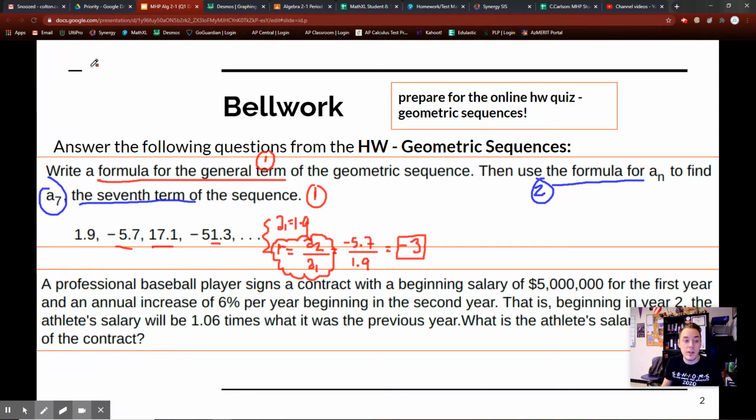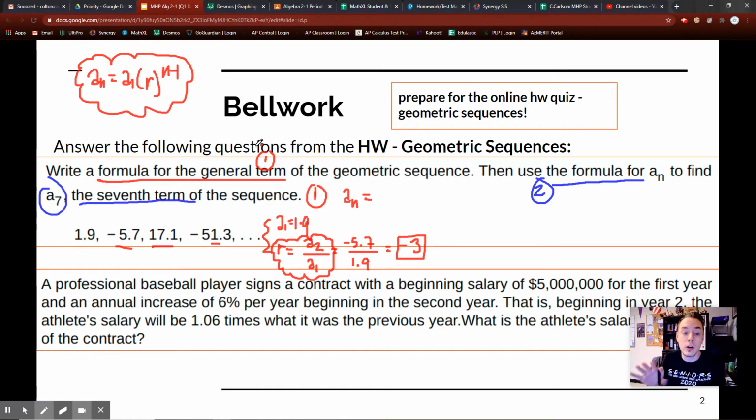Now, we have both of the variables that we need. This is my formula that we learned yesterday, my geometric explicit term formula: a sub n equals a sub 1 times r to the power of n minus 1. So let's start plugging this in. We want to just keep it in terms of n for this first one. Remember, our first step is just the general term of this geometric sequence, not the actual term. That's step 2. So I'm going to keep it in terms of n here. My first term is 1.9, times my common ratio, negative 3, to the n minus 1. So this is my general term of the geometric sequence formula.